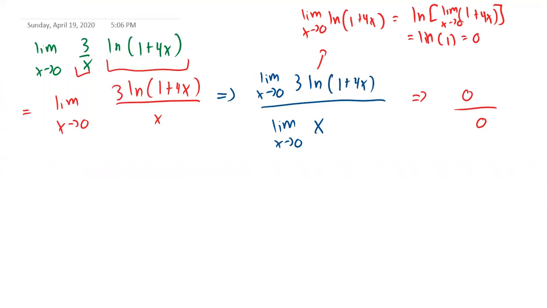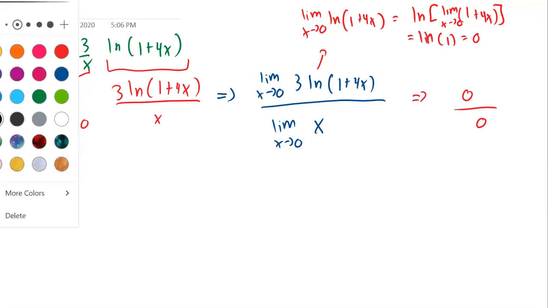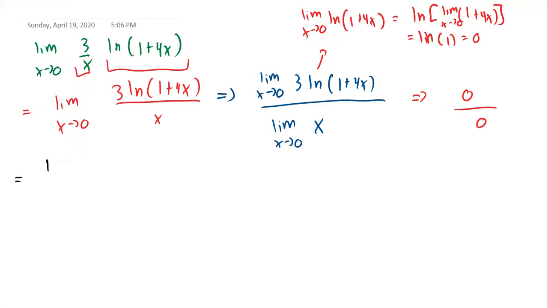We can go ahead and apply L'Hopital's rule. Now remember that for L'Hopital's rule, this is an actual equality. This limit that we're working with originally is the same as the limit of the derivative of the top divided by the derivative of the bottom. So the derivative of the bottom is just, well, the derivative of x is just 1. That one is easy.